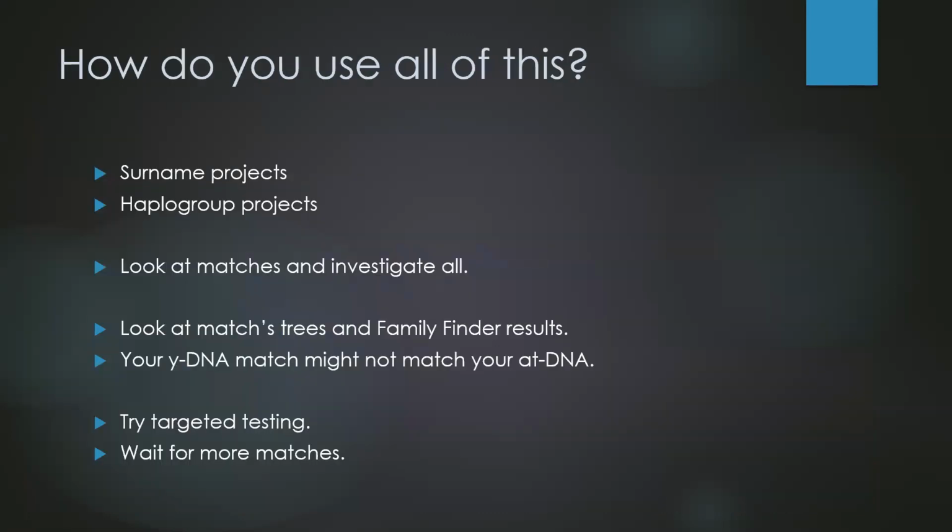So how do you use all this? Surname projects, haplo projects, look for matches and investigate all of them. Look at your matches' trees, see if they have Family Finder results. If you only did the Y test, you might want to also do an upgrade and do the Family Finder results for yourself. Your Y-DNA match might not match your autosomal DNA match for your cousins in recent time, and that's not unusual. So just keep that in mind.